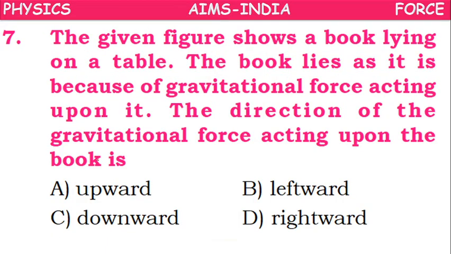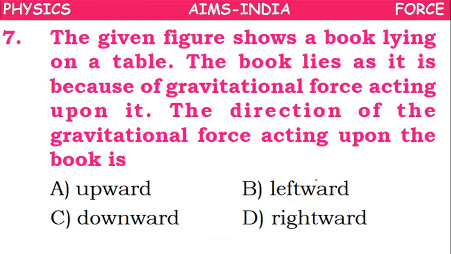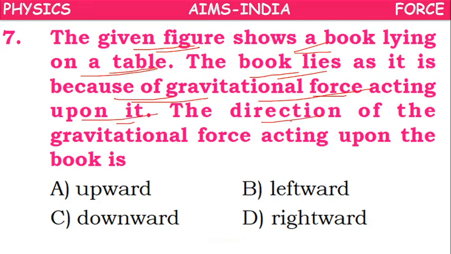So next. Actually this diagram, children, belongs to the 7th question. The given figure shows a book lying on a table. The book lies as it is because of gravitational force acting upon it. The direction of gravitational force acting upon the book is.